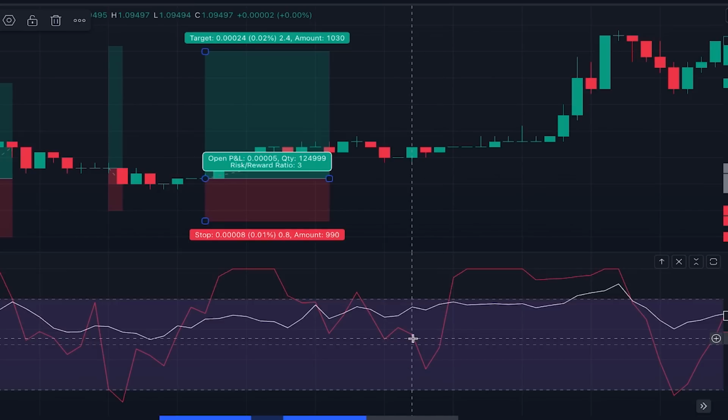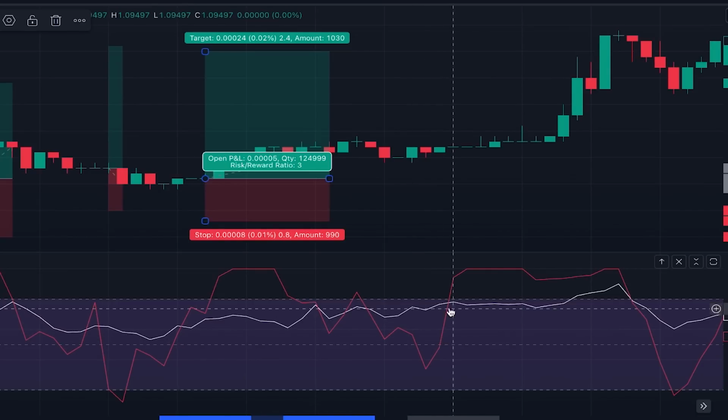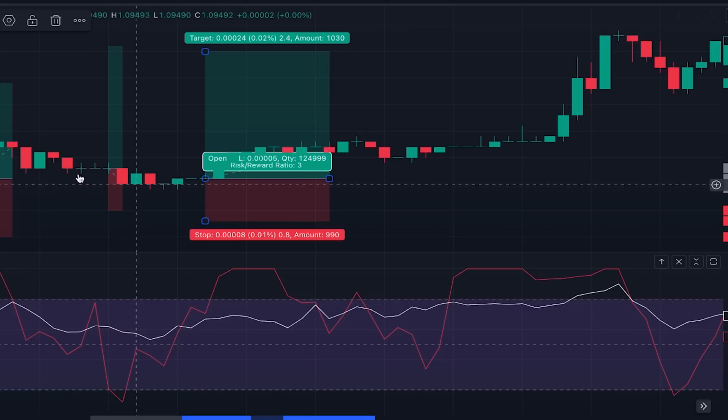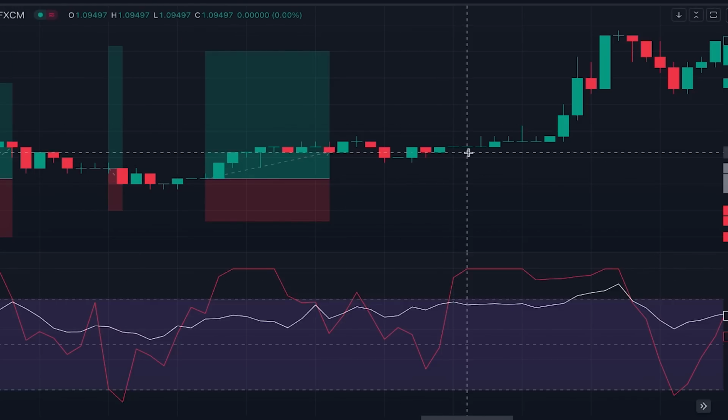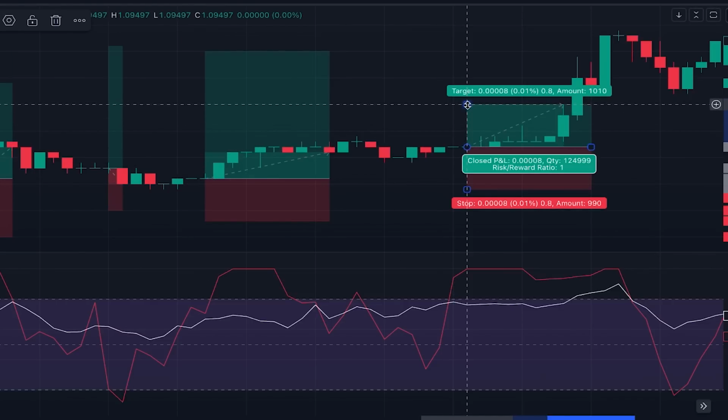Moving on the chart, you can see that here the red MFI went below the center line, and after that it turned up and crossed above the white MFI at this point. So another long position could be opened as this new candle was opened, and this is also a profitable trade as you can see.